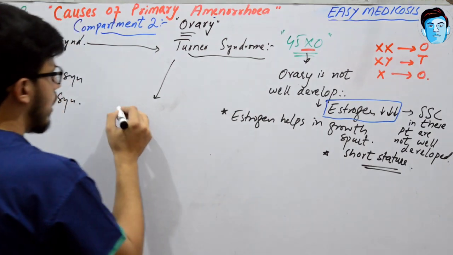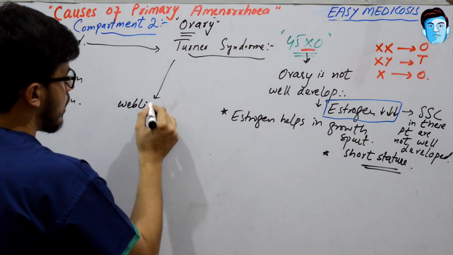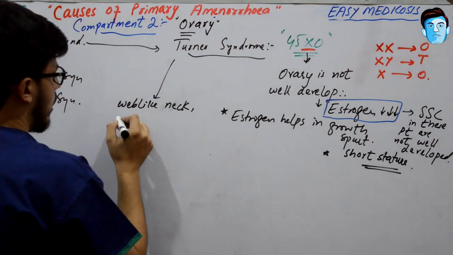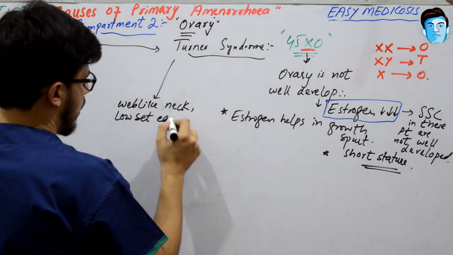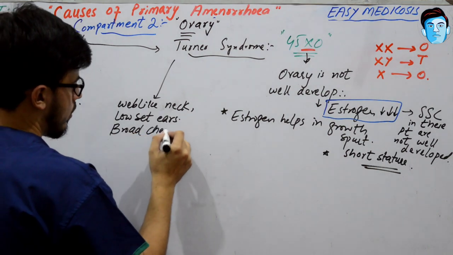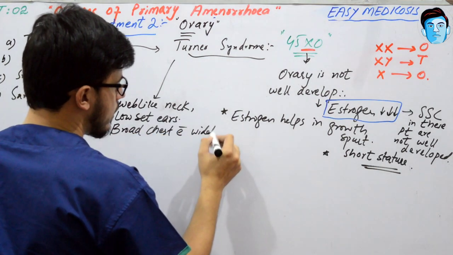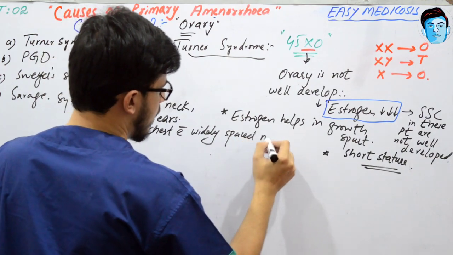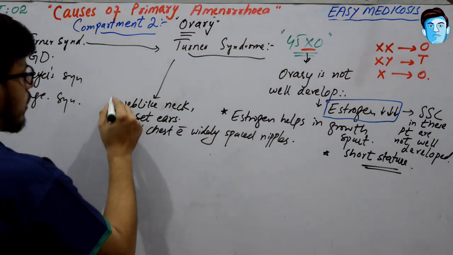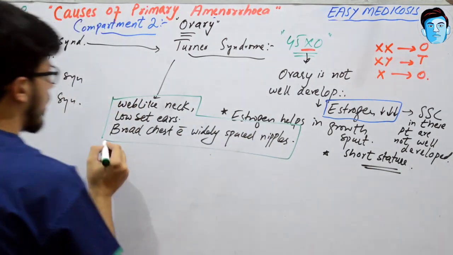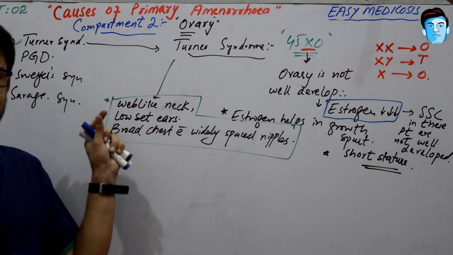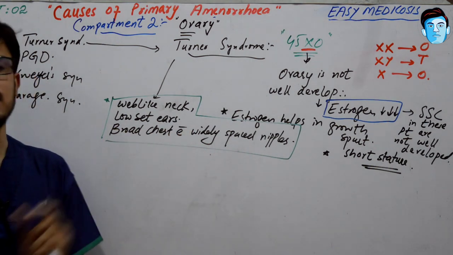Now, what are the main clinical manifestations of Turner syndrome? There will be a web-like neck, low-set ears, and a broad chest with widely spaced nipples. There are a lot of manifestations in these patients, but don't forget these. It is very important. The Turner syndrome patient usually presents with a web-like neck, low-set ears, and a broad chest with widely spaced nipples.